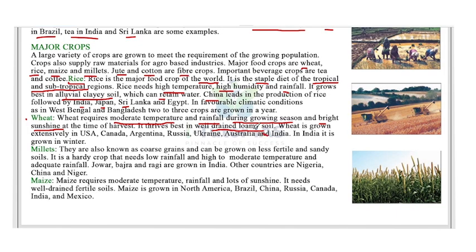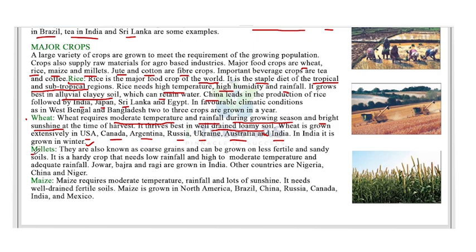Rice needs alluvial clay soil, but wheat needs well drained loamy soil. Wheat is grown extensively in USA, Canada, Argentina, Russia, Ukraine, Australia and India. In India, it is grown in the winter season.